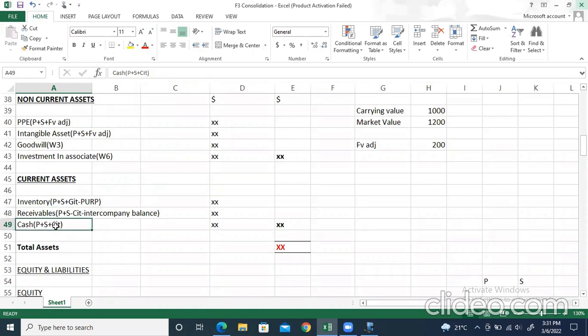And in cash, the CIT is being added, right? Because debit cash and credit receivables. So receivables were reducing, cash was increasing. So it's all a game of double entry over here. There is nothing much to understand.